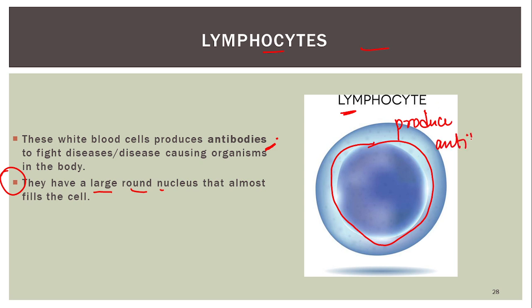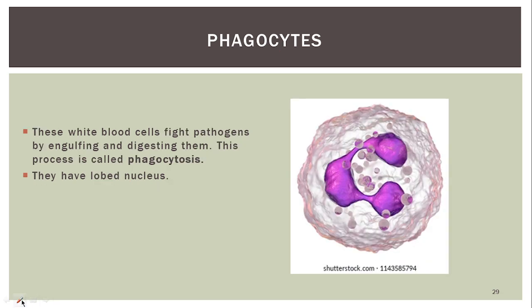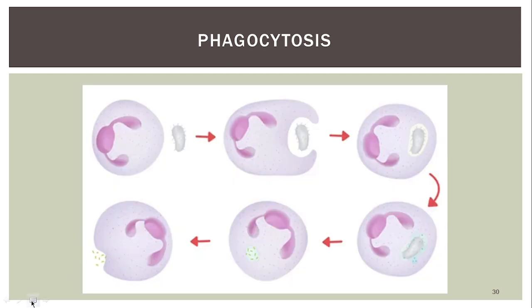Alright, antibodies. Then we have phagocytes, which fight pathogens by engulfing and digesting them. This process is called phagocytosis, and they have a lobed nucleus. This is very important. Lobed nucleus. This is their lobed nucleus. And how do they fight pathogens? By engulfing and digesting them. Next, phagocytosis, the process of engulfing and digesting pathogens.